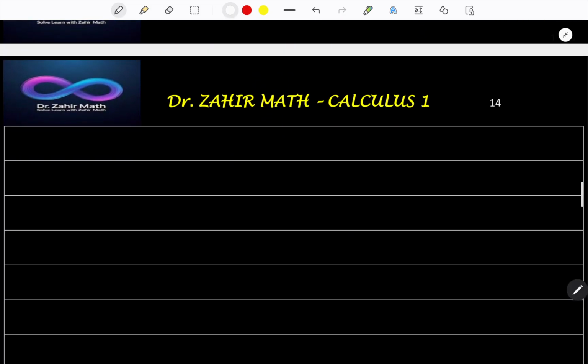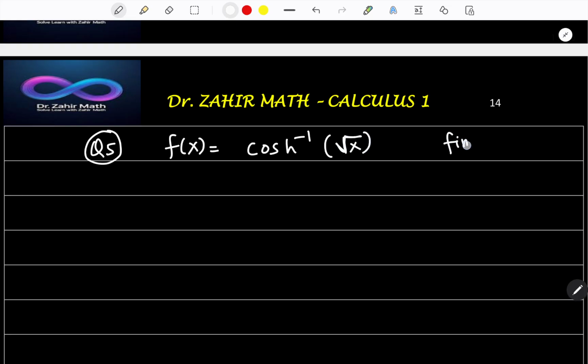Let us go to the next question. The next question is question number 5. F of x is equal to cosine hyperbolic inverse square root of x, and the question is to find f dash of x. There is a square root of x coming, keep in your mind. Derivative of square root of x is what? 1 by 2 root of x. Keep in your mind.